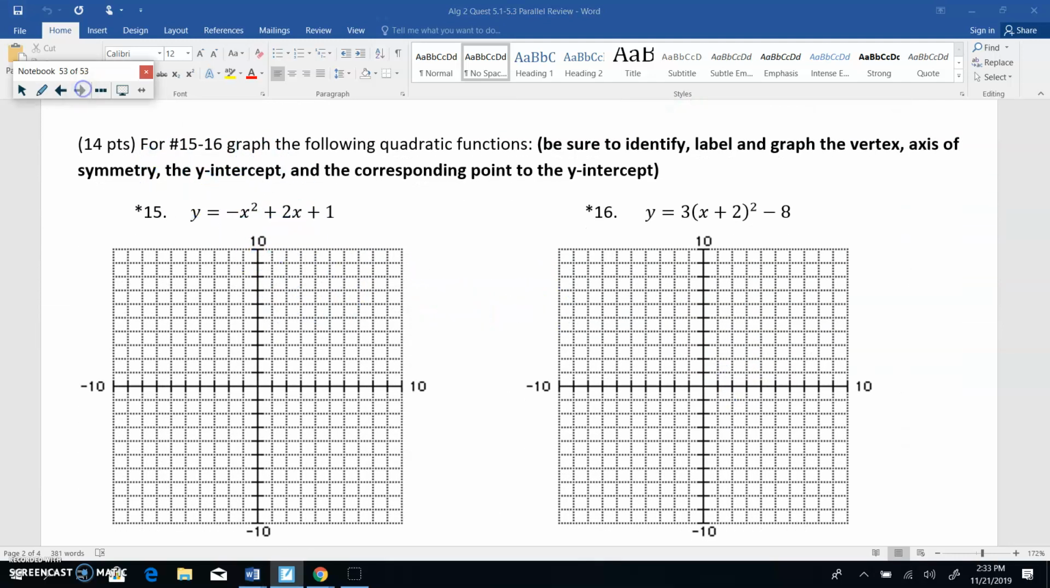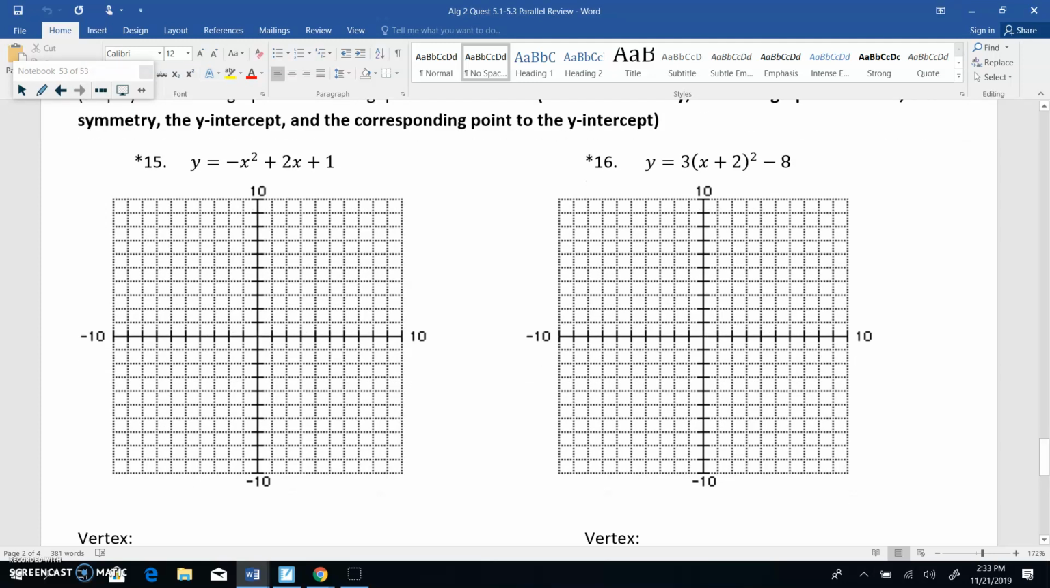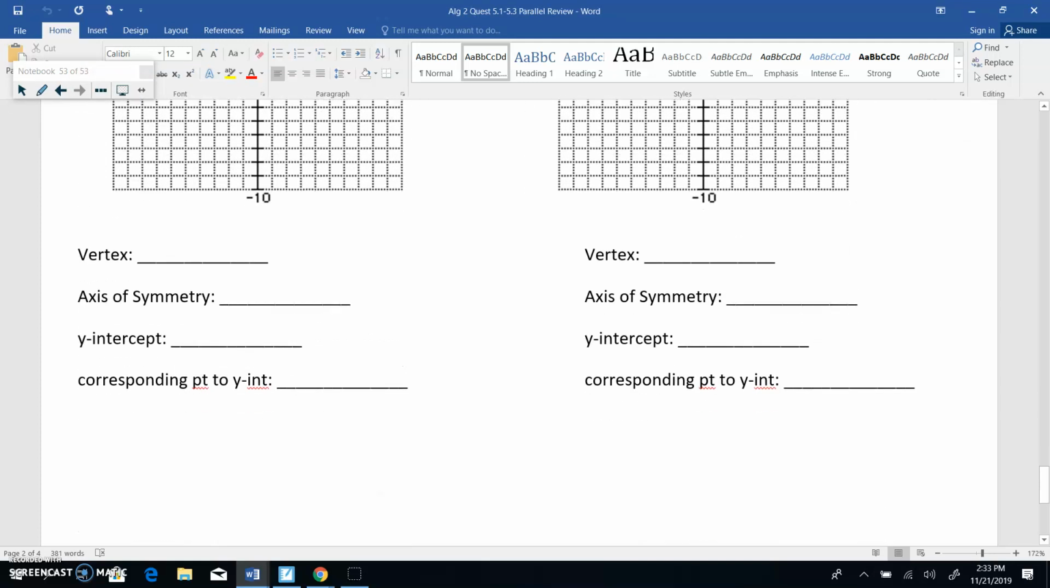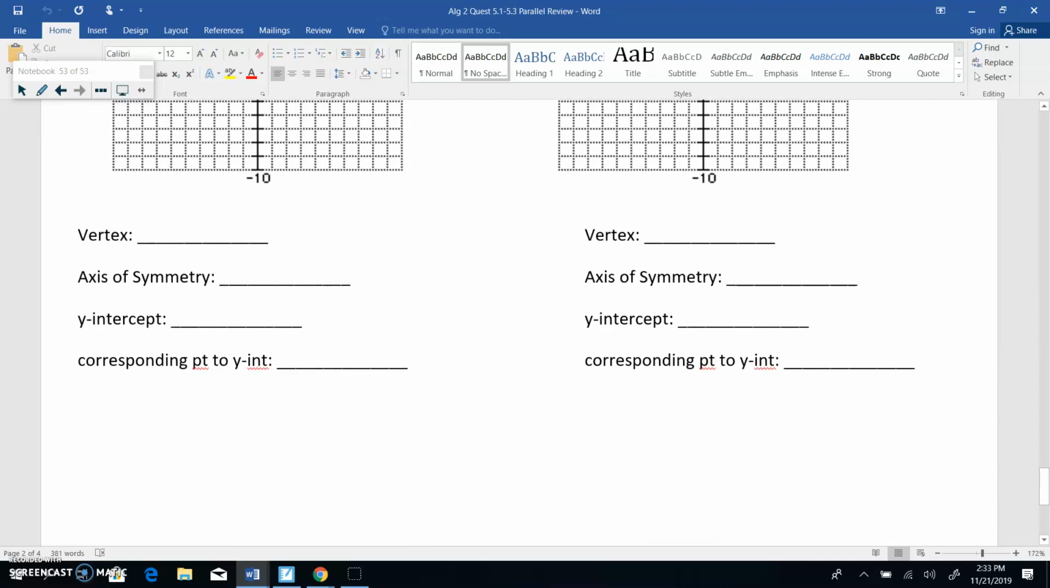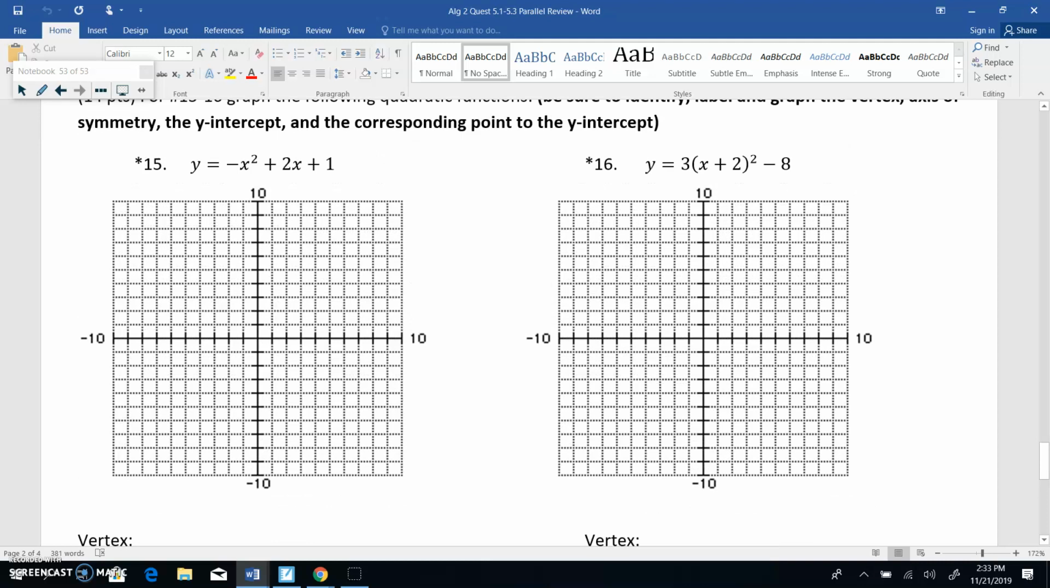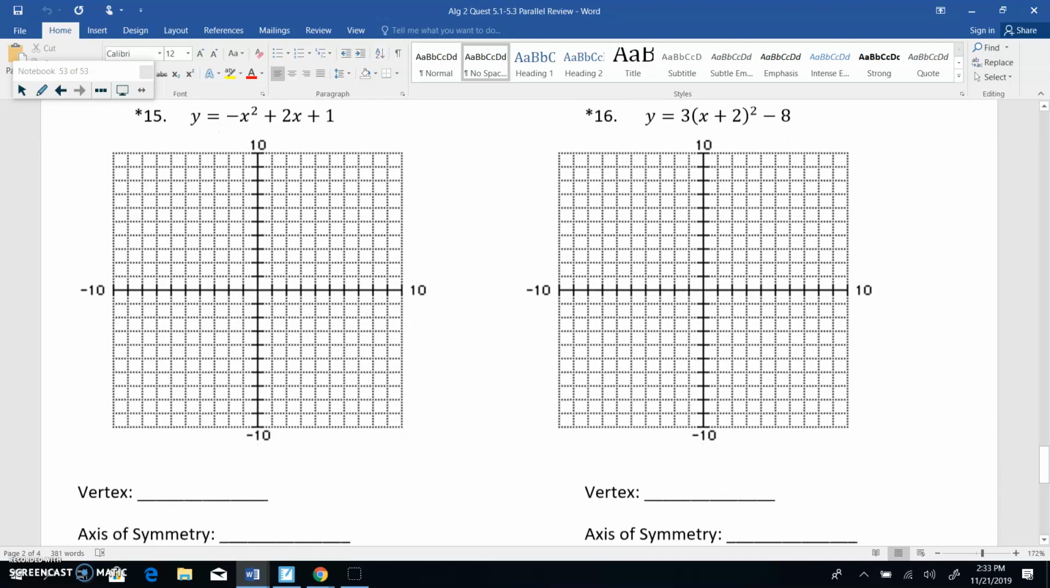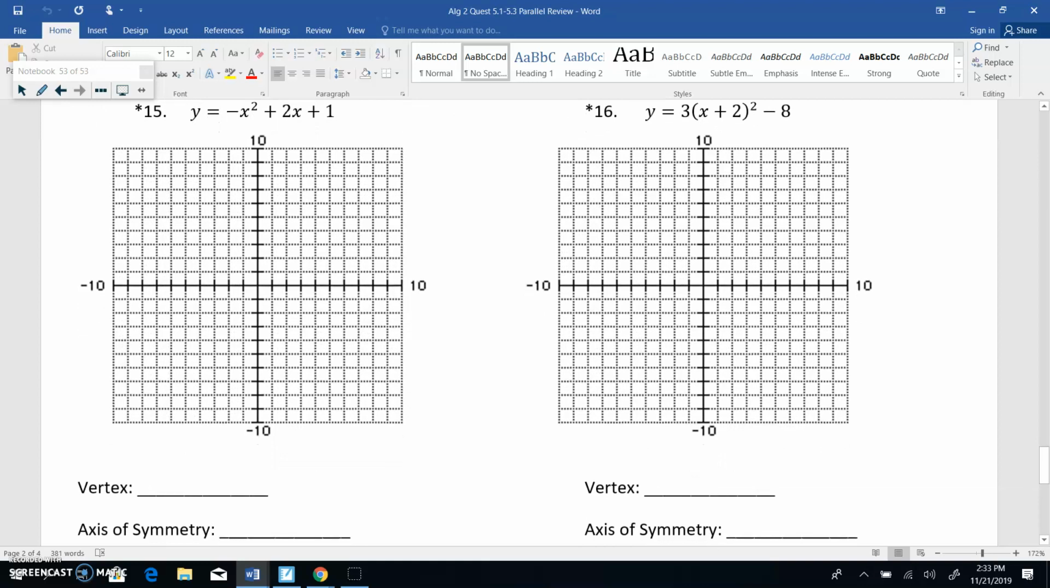Okay, down here, 15 and 16, they are 14 points, so it's 7 points apiece. It's 3 points actually on the graph, 4 points for filling out these 4 lines here. I'm going to try to squeeze some stuff in here so I don't have to keep scrolling up and down. This first graph here is in standard form, so if we're in standard form, we always start by doing the opposite of b over 2a.